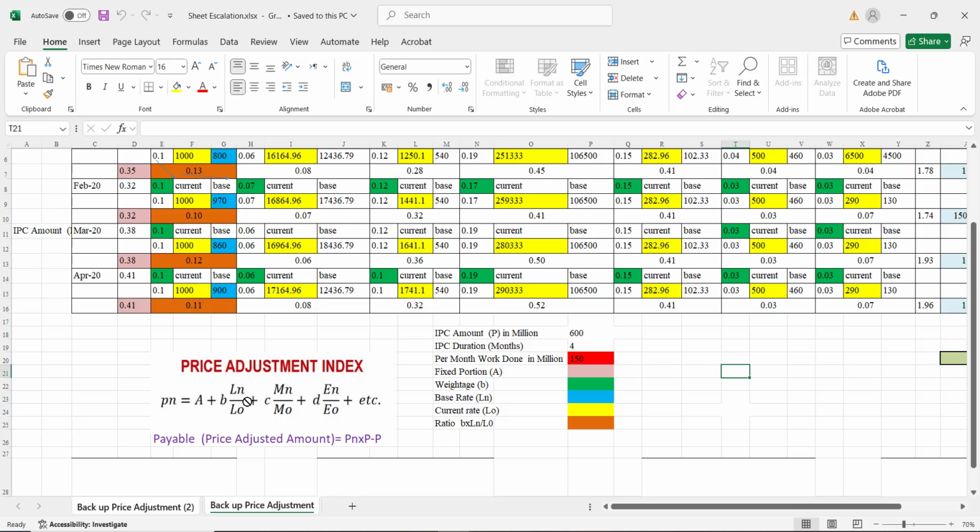So first of all, we should know about this. Then there is a ratio of the two variable coefficients. These are the denominator, and this Ln is the current price of that material. Suppose we are calculating for cement, so one will be the current price and one will be the base price. What is the current and base price?